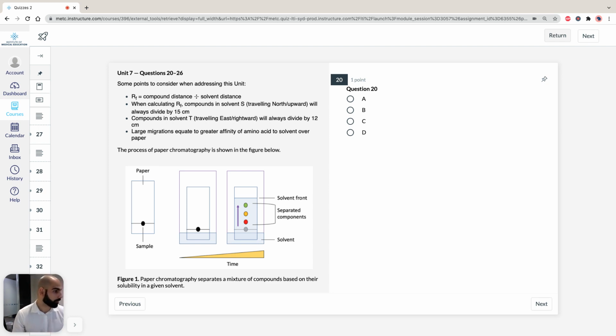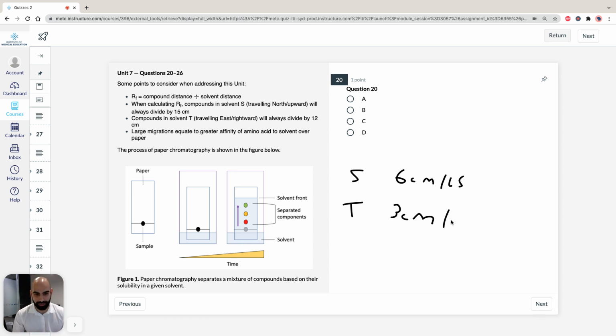So if we're going to trace it, we have to find cysteine. You can see if we go upwards, it's going to be S, so it's going to be 6 centimeters upwards. And our T, if we go across, is going to be 1, 2, 3, so it's going to be 3 centimeters. But remember, S, 15, T, 12.